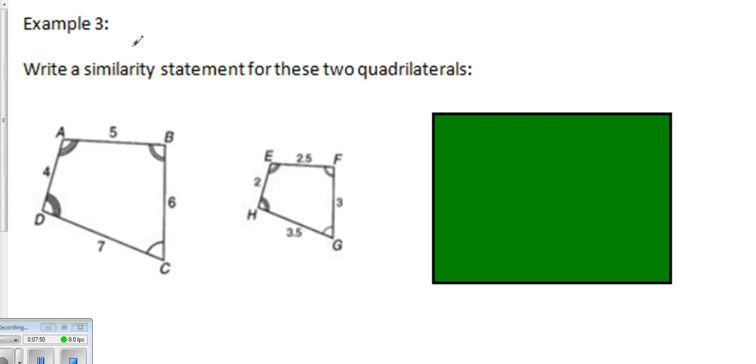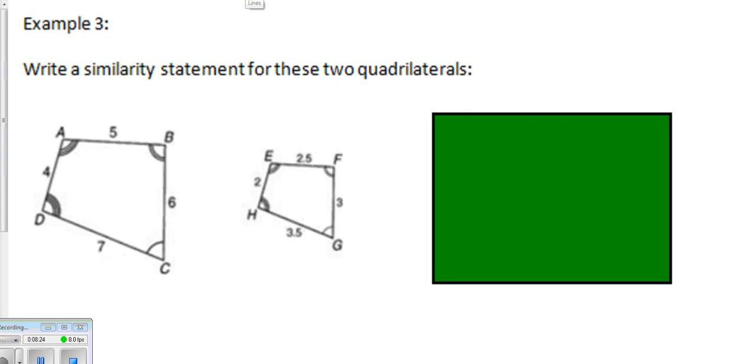Example 3, write a similarity statement for these two quadrilaterals. Similarity statements are going to be just like our congruency statements, only these figures are not congruent. They're not the exact same. Here we see a length of 5, here it's 2.5, so it's exactly half of it. Same thing, here's a length of 6, here it is a length of 3, it's exactly half. 7, exactly half of that is this 3.5. 4, exactly half is this 2. So these are the exact same shape, but different sizes.